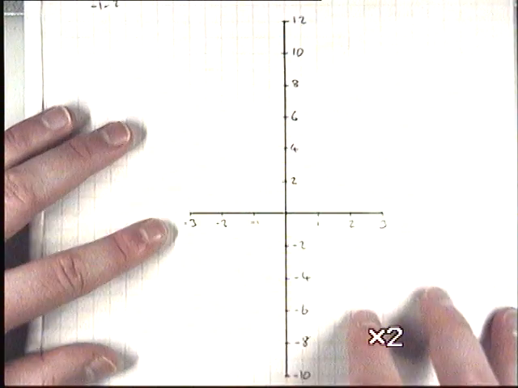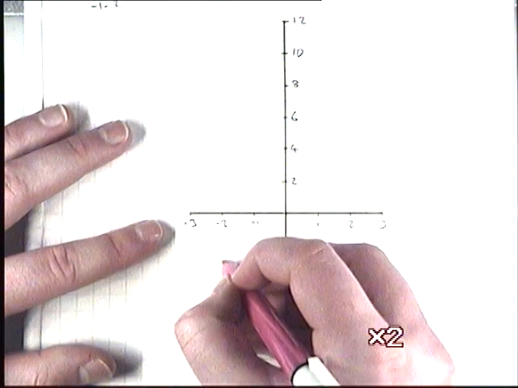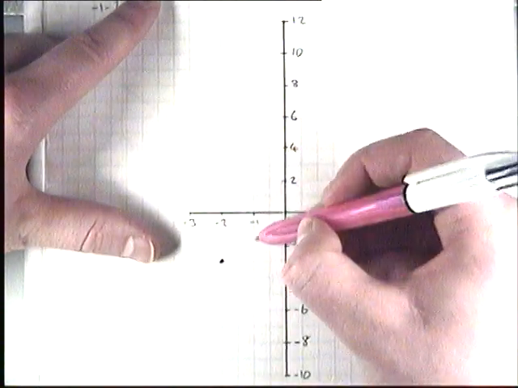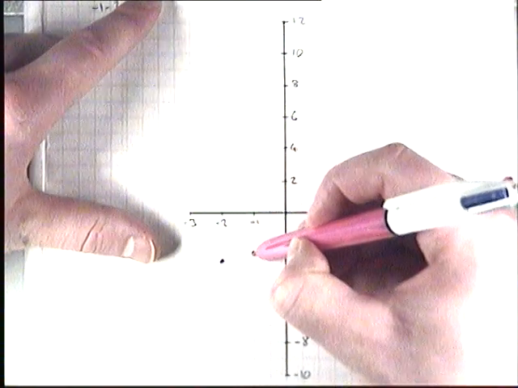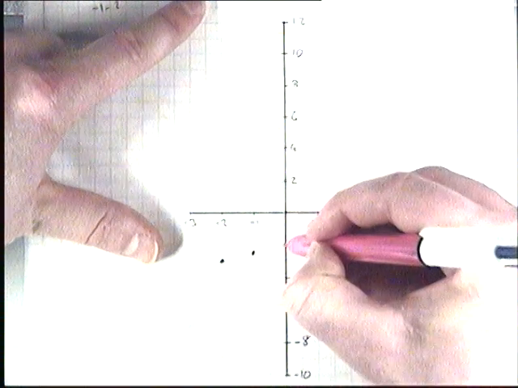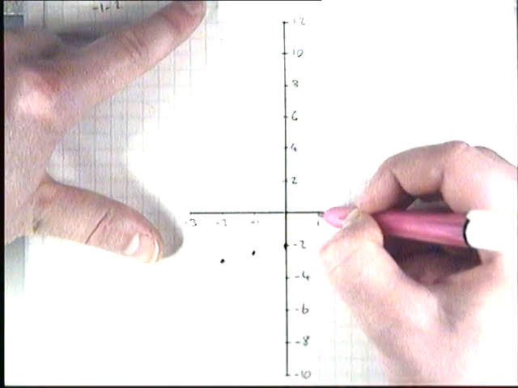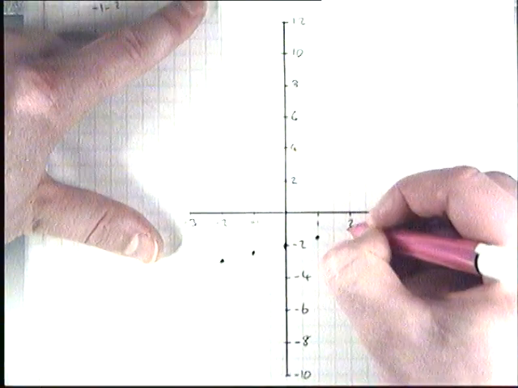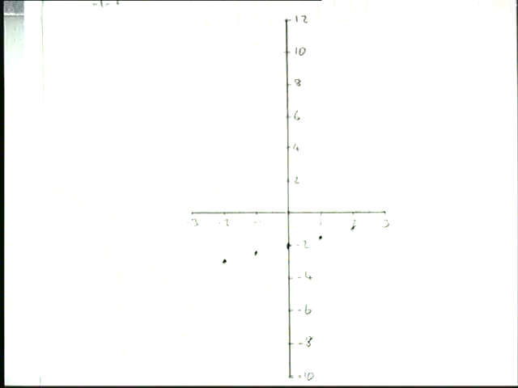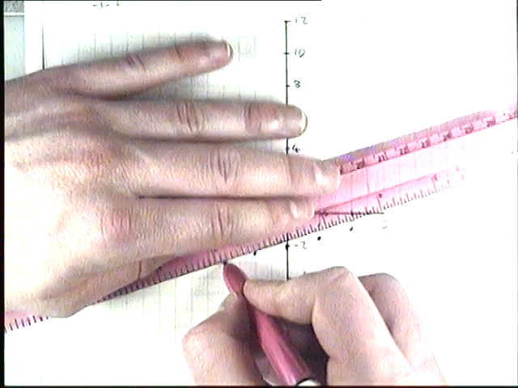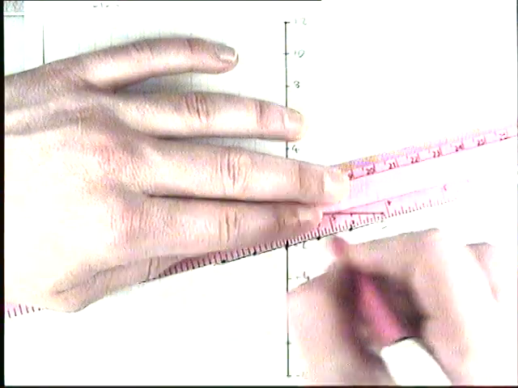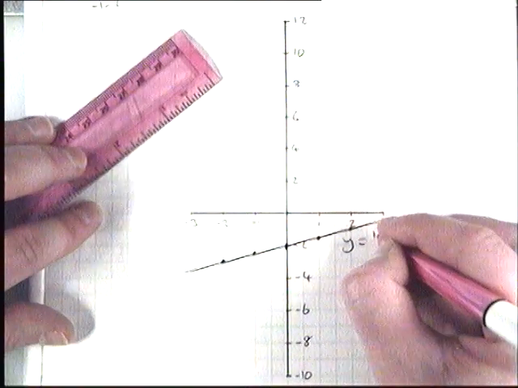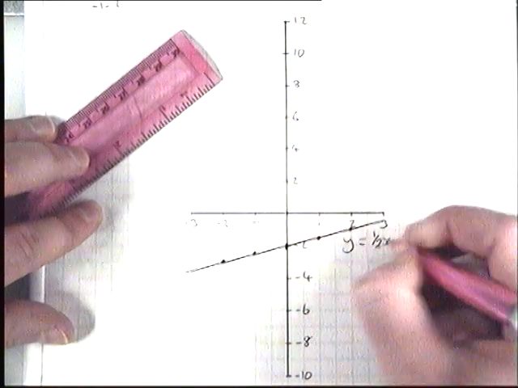Okay, so we're going to plot those on again. So we've got -2, -3; -1, -2.5; 0, -2; 1, -1.5; and 2, -1. And again, we're going to join those up right to the edges, nice straight line, y equals half x minus 2.